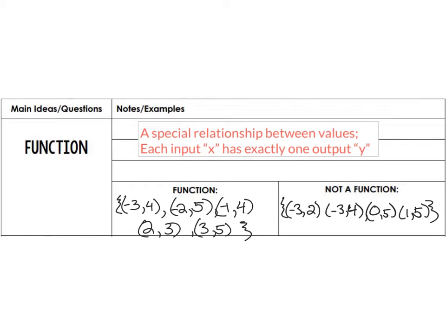So taking a look at the definition of a function, this is a special relationship between values where each input, so your x value, has exactly one output, one y value. So what that means is we are looking for essentially more than one of the same x.